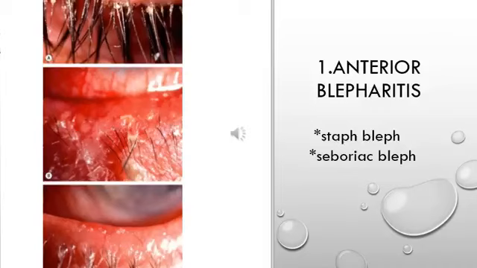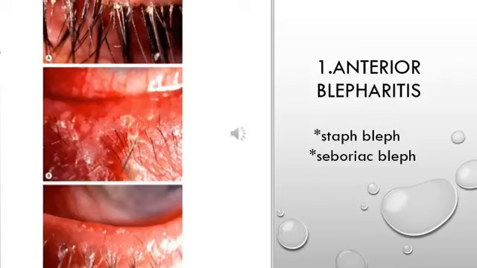The signs of patients with anterior blepharitis. Usually in patients with staphylococcal blepharitis, on examination, we will see hard scales, as we see in the first photo in the upper part of the slide. We see hard scales and crusting, mainly located around the bases of the eyelashes. Also in the figure down, you see the scales with the eyelashes.